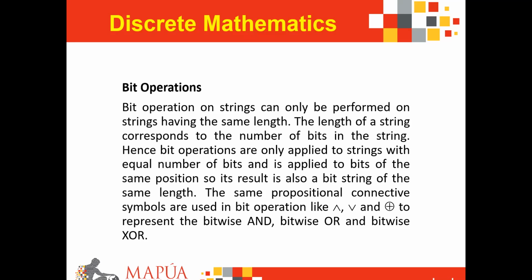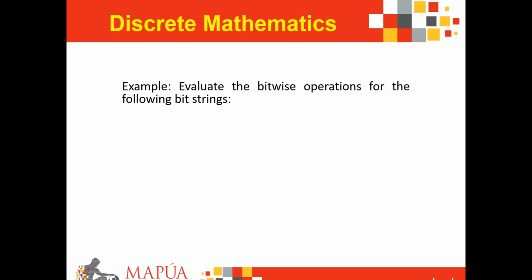The same propositional connective symbols are used in bit operations like AND, OR, XOR, etc., which are represented as bitwise operations. This is one such example. Let's say we have the following bit strings A and B. Both are correspondingly 10 bits long.